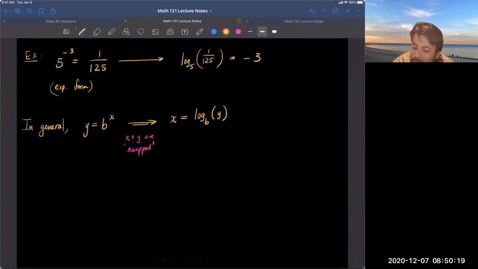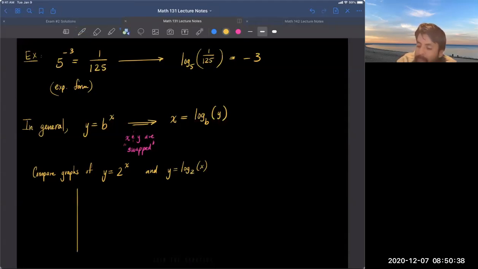So let's compare the graphs of y equals 2 to the x and y equals log base 2 of x. We already know what the exponential looks like. We have a function that looks like this. It's growing, and it crosses the y-axis at 1.